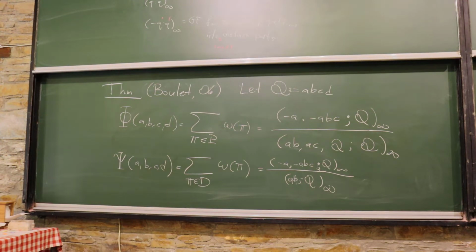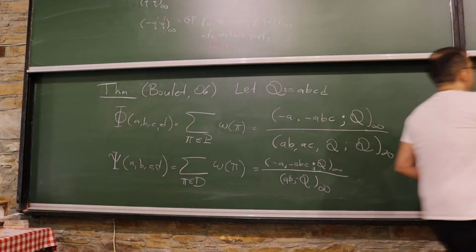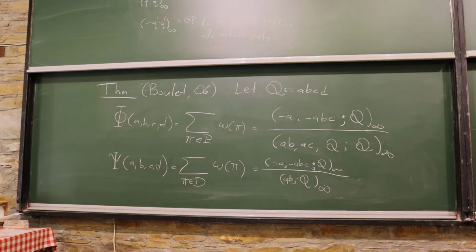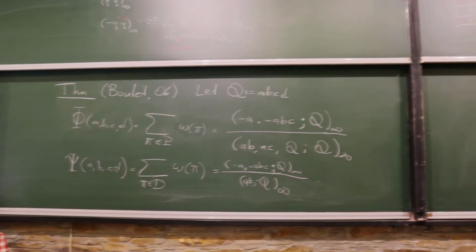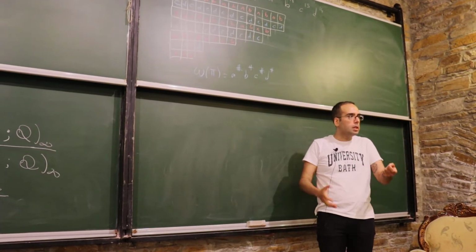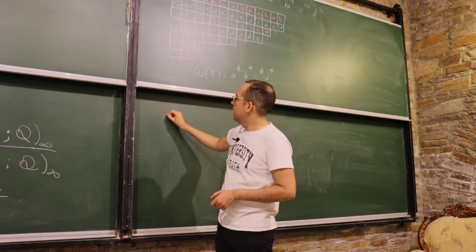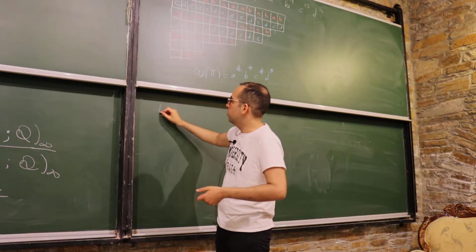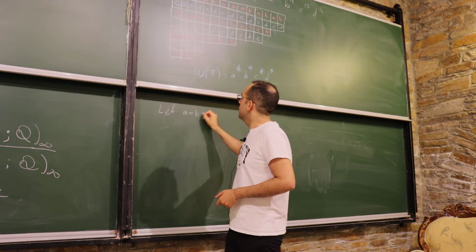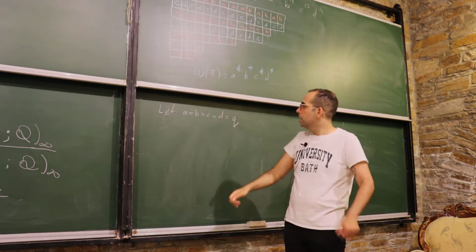So let's take this and let's do it here. Now, if I were to plug in A, B, C, D to be all Q's, the weight A to the number of A's, B to the number of B's, C to the number of C's, and D to the number of D's in the Ferris diagram would become Q to the number of all the boxes. So it's Q to the size. So that portion is not too bad. So just to try, let A equals B equals C equals D equals Q. So I want to drop down to what we have already proven.